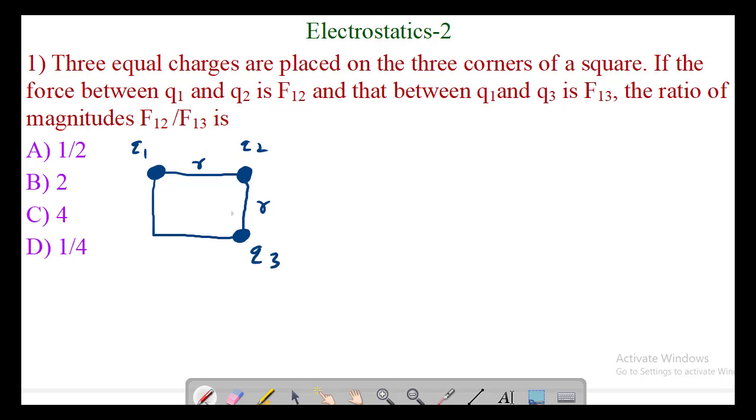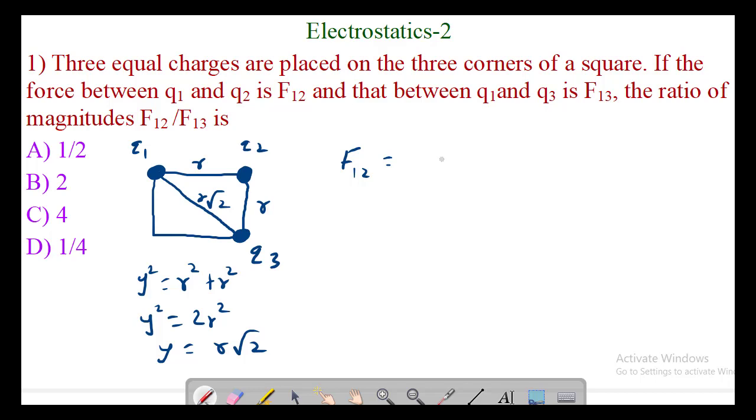Now these distances are R, but this distance, the diagonal, we can calculate using Pythagoras theorem. Suppose it is y, then y square is equal to r square plus r square, which gives y square is 2r square. So y is r root 2. I write it here. Now we find first of all F12.